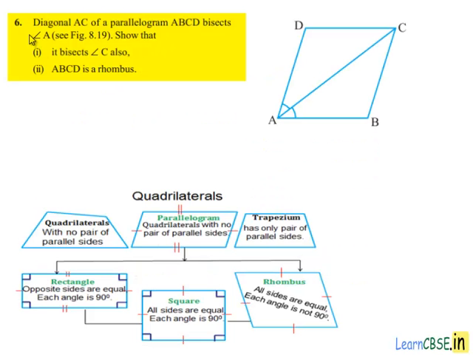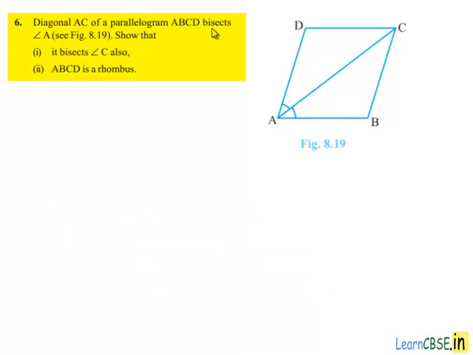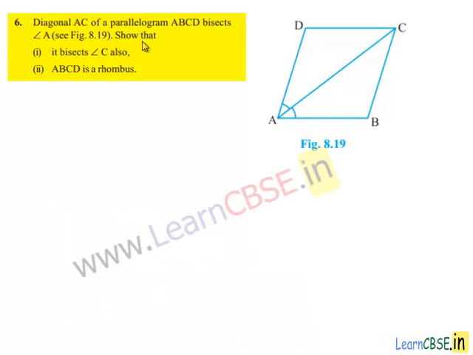Moving on to the sixth problem. Diagonal AC of parallelogram ABCD bisects angle A. Then show that first thing, it bisects angle C also, and secondly ABCD is a rhombus. Now moving on to the solution.